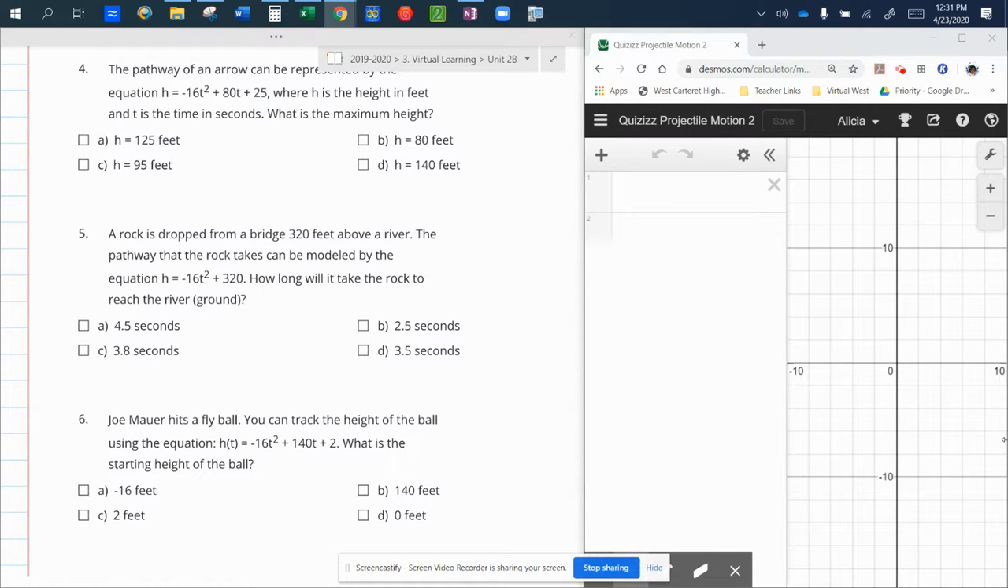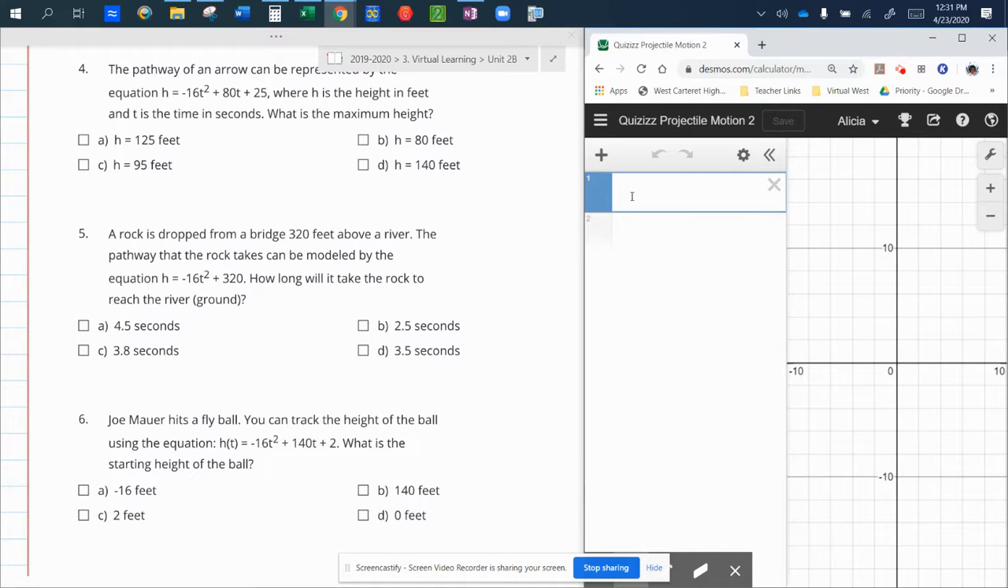We're going to finish quizzes, Projectile Motion 2, going over these next 4 examples. Number 4 through 7, we will need to use Desmos to figure out what key features is asking us for. So the first thing we need to do is type these equations in.